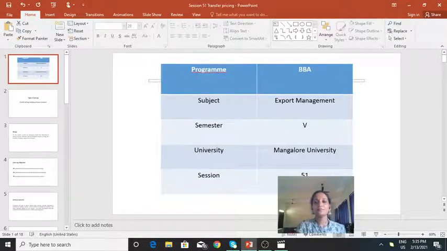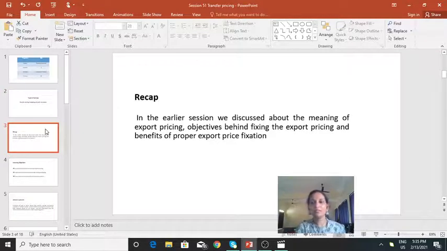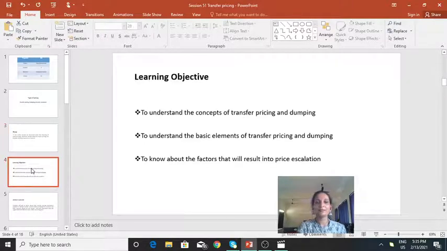We are going to discuss the 51st session of export management, that is transfer pricing, dumping and price escalation. In the earlier session we discussed what export pricing is, the objective behind fixing the export price, and the benefit of a proper export pricing mechanism.